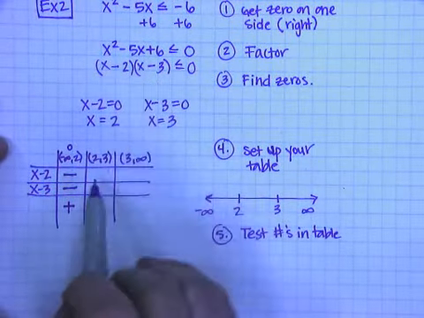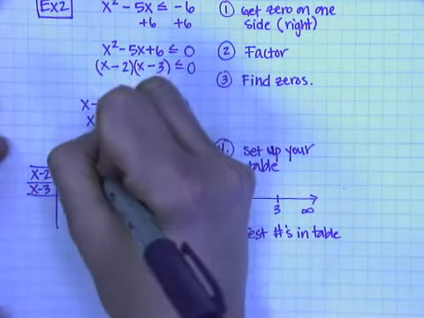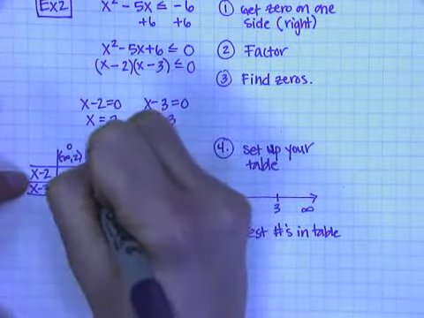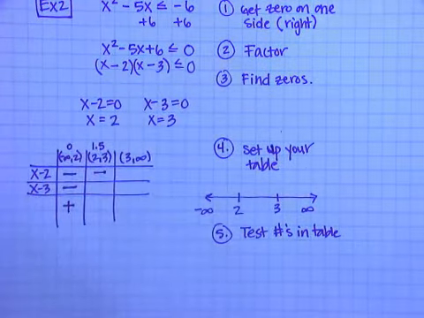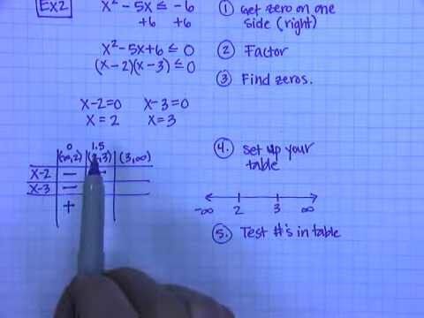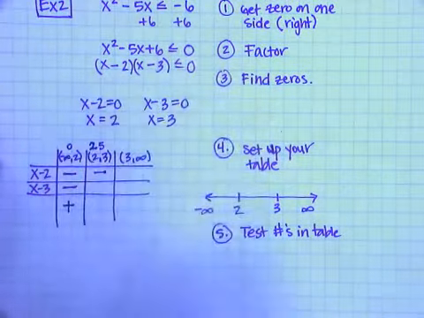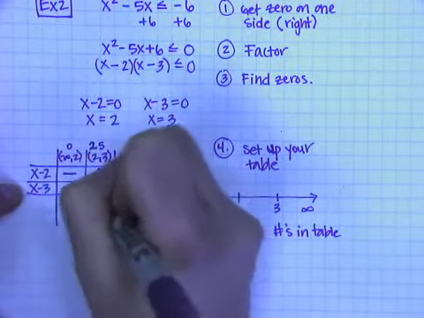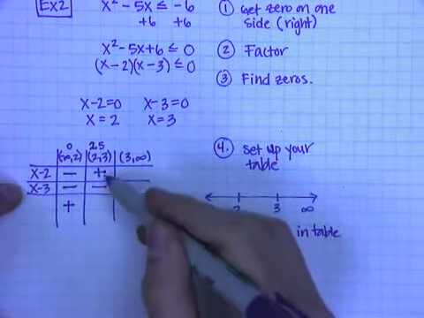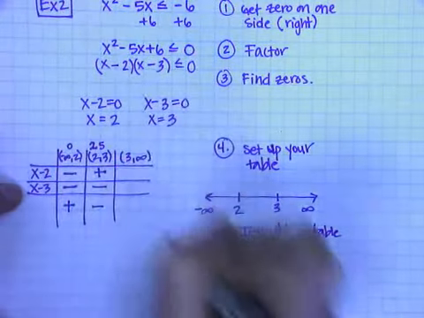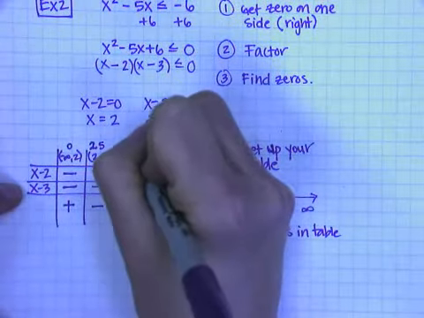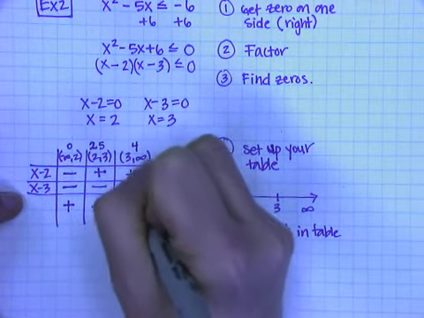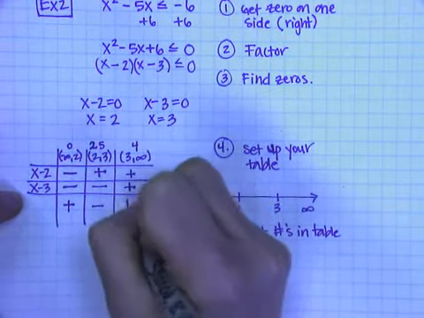Now I think of another test number between 2 and 3. Let's go 1.5. 1.5 minus 2 is still negative. Just joking. 1.5 isn't in this interval, but 2.5 is. So 2.5 minus 2 is positive, 2.5 minus 3 is negative, and a positive times a negative is a negative. And then a number in this interval, let's pick 4. So 4 minus 2 is positive, 4 minus 3 is positive, a positive times a positive is a positive.